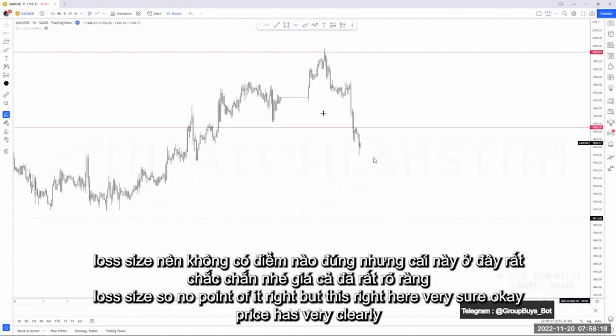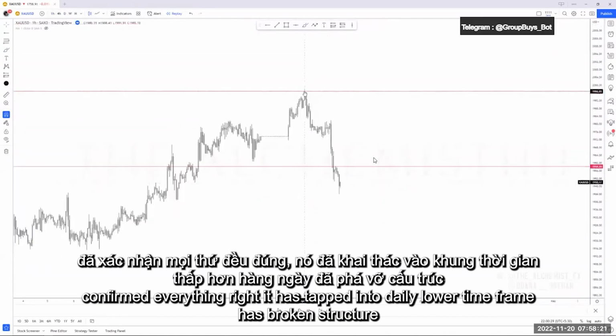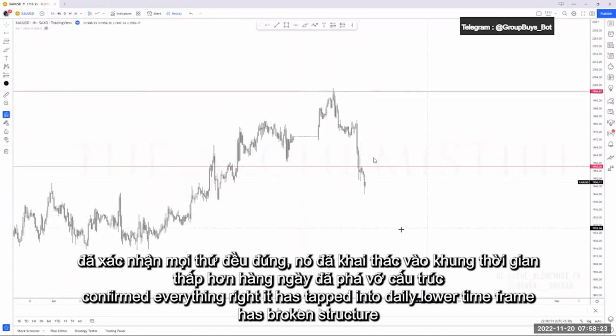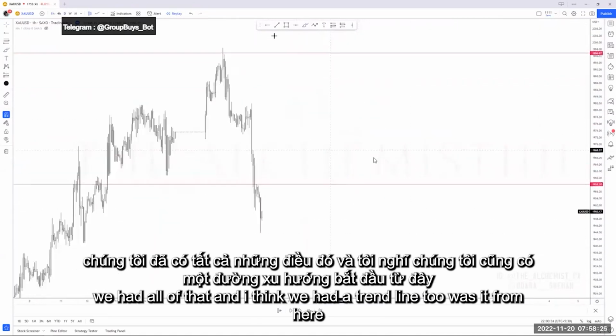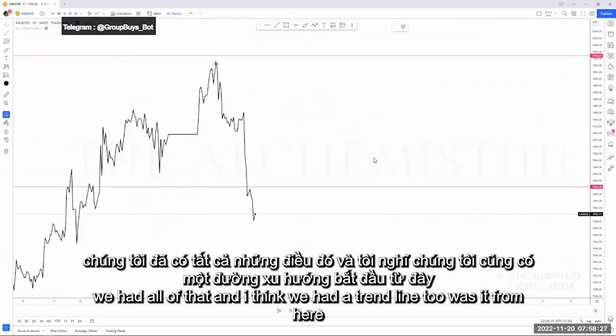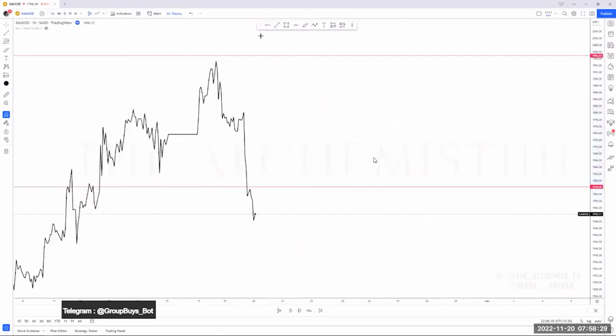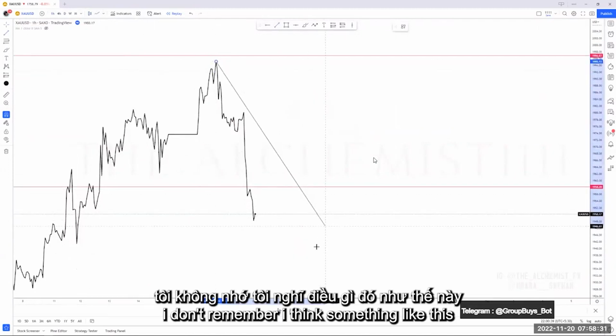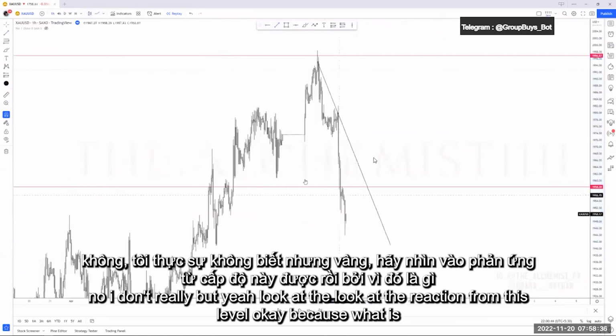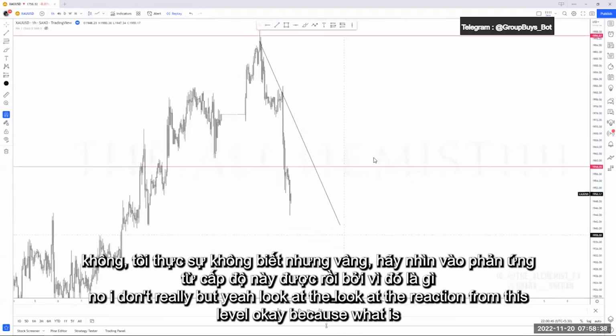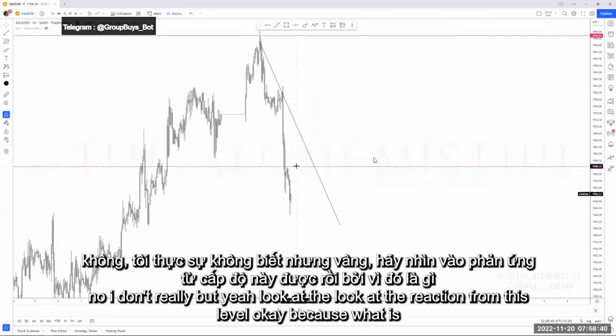Okay, price has very clearly confirmed everything, right? It has tapped into the daily, lower time frame has broken structure. We had all of that. And I think we had a trend line too. Was it from here? I don't remember. I think something like this. But yeah, look at the reaction from this level.